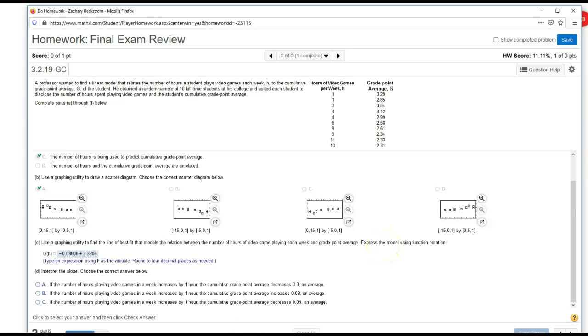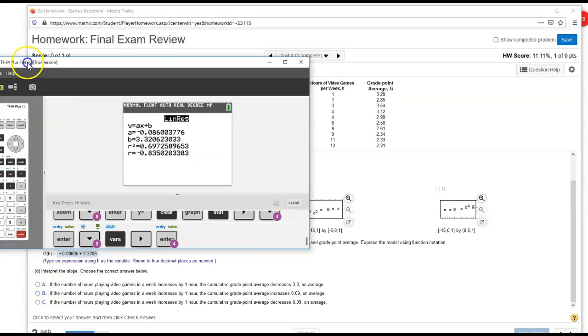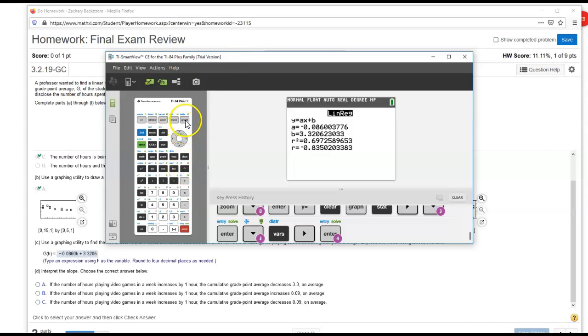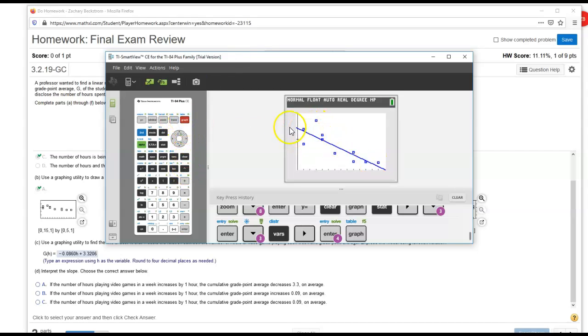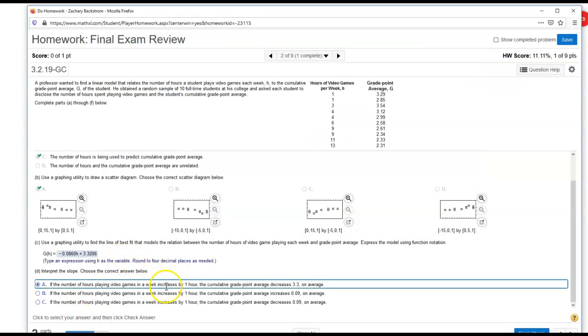The next part says interpret the slope. Choose the correct answer. So taking a look at this slope here, let's go back to our graph here, and we have the line in there. We see that this is a negative slope, which means that, remember, here's our independent variable. So the more hours they're playing video games, the less, remember this is the dependent variable, the vertical axis, the less GPA, or the smaller GPA they're going to have. So let's see which one of these makes sense.